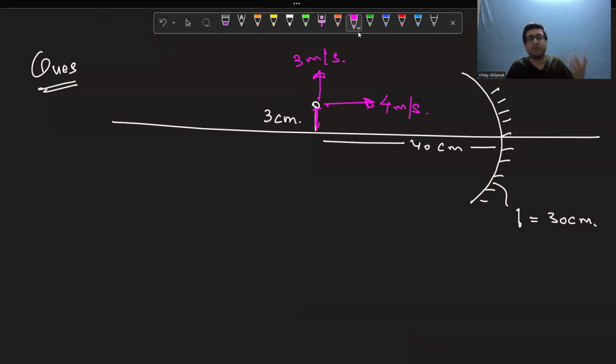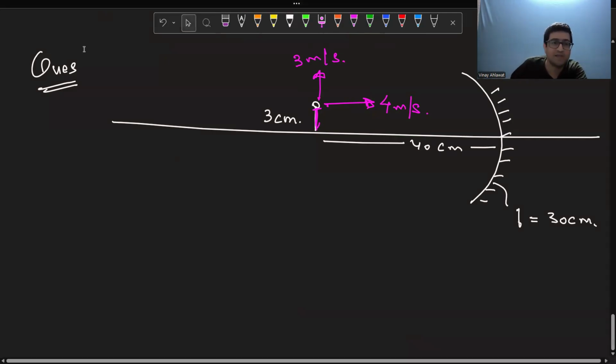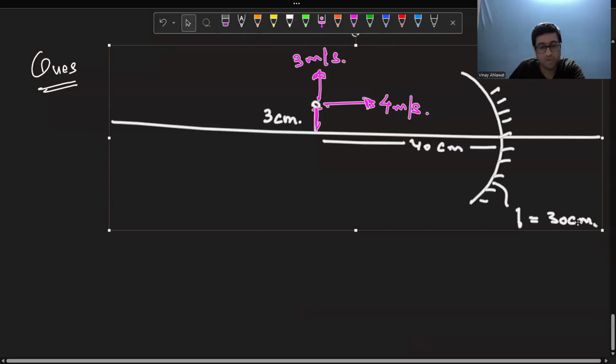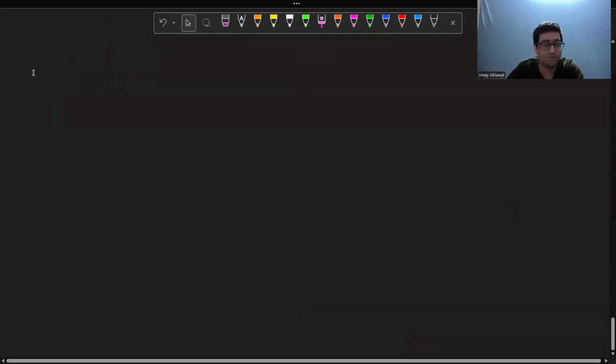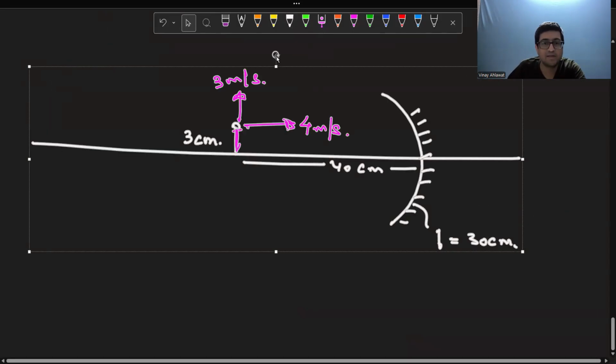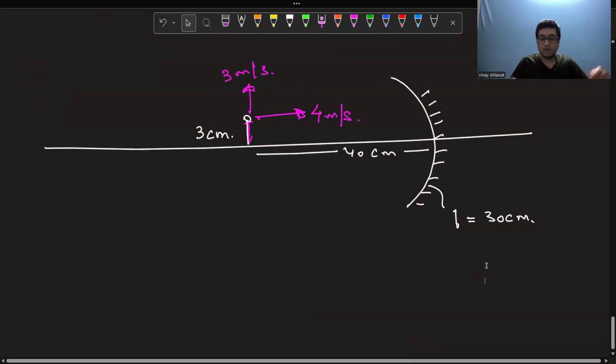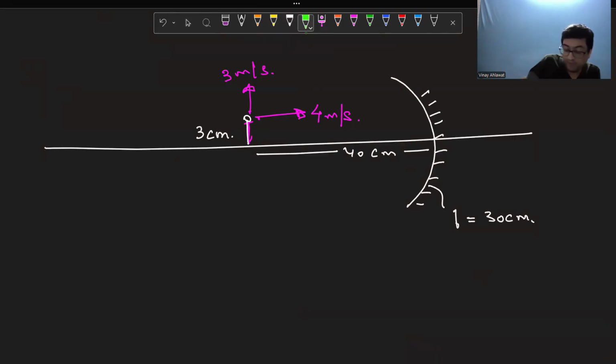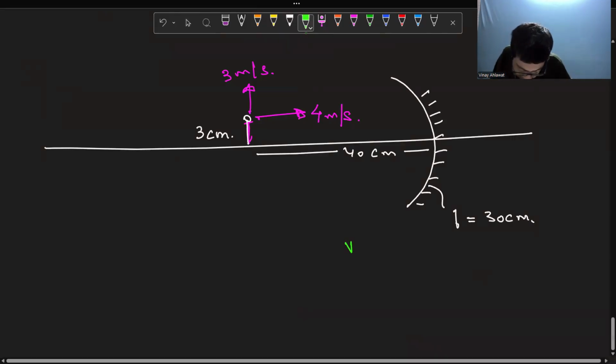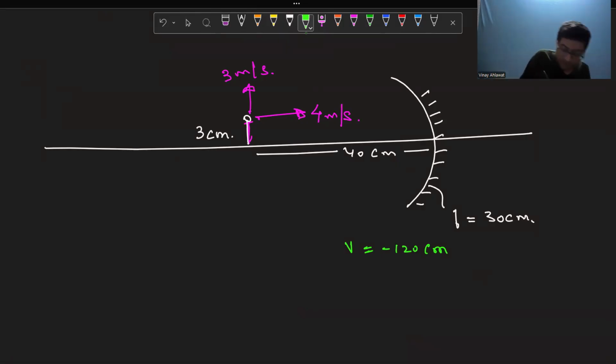So what is the velocity of the image? What is the velocity of the image at this instant? Got it? Yes, sir. Control C. Okay. I have no intention of writing this again. So how would you go about it? First of all, you find v. v comes out to be minus 120 centimeter. Agreed? So the image should be here.